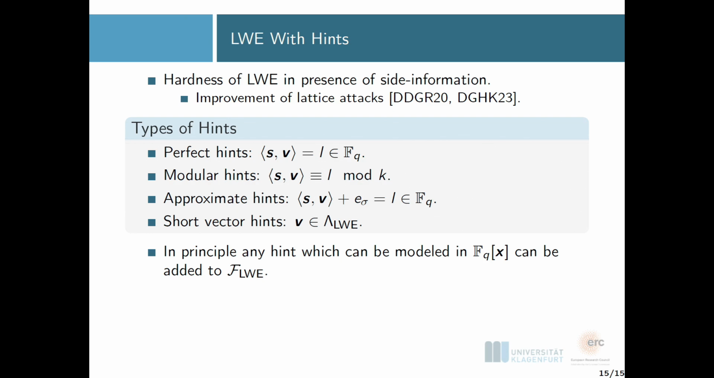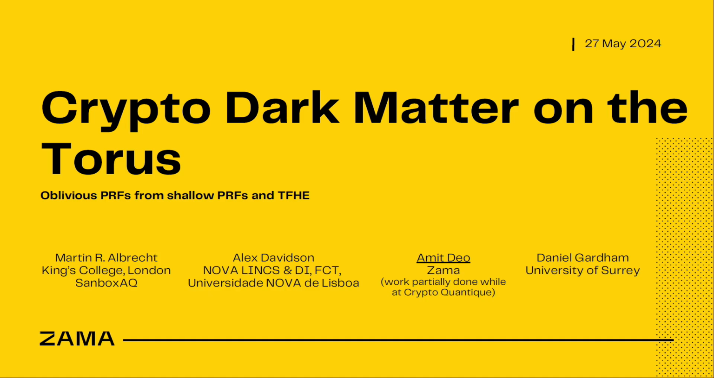Okay, let's thank the speaker again. So the next talk will be by Amedeo about crypto dark matter on the torus, oblivious PRFs from shallow PRFs and TFHE. All right, thanks for the introduction.